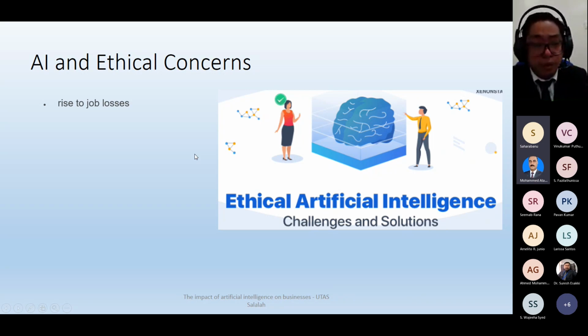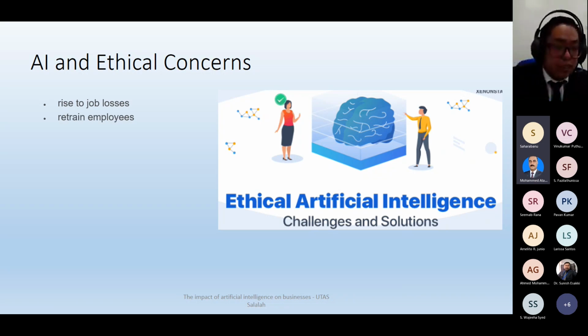One is the rise of job losses. There is some potential for automation technology, which means it will give rise to job losses. Sometimes we need to retrain employees, redeploy some employees who should be retrained to keep them in jobs. Then fair distribution, and in what? Probably wealth, because it was created by a machine.